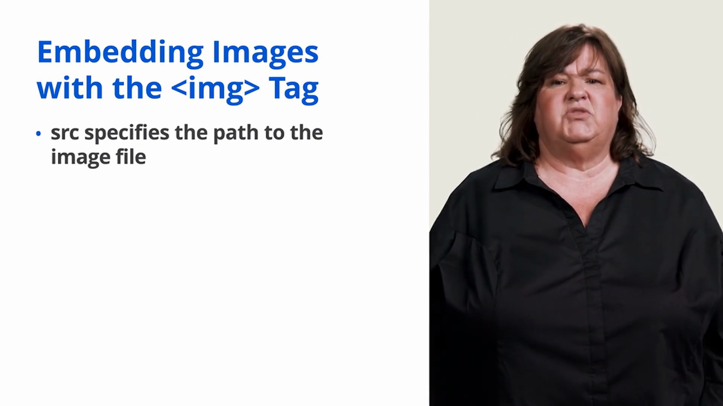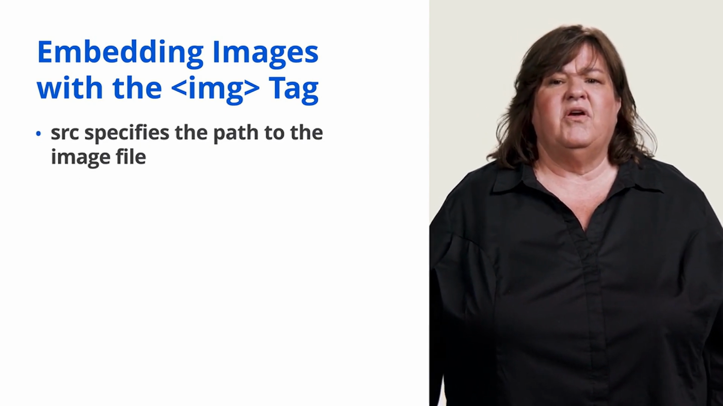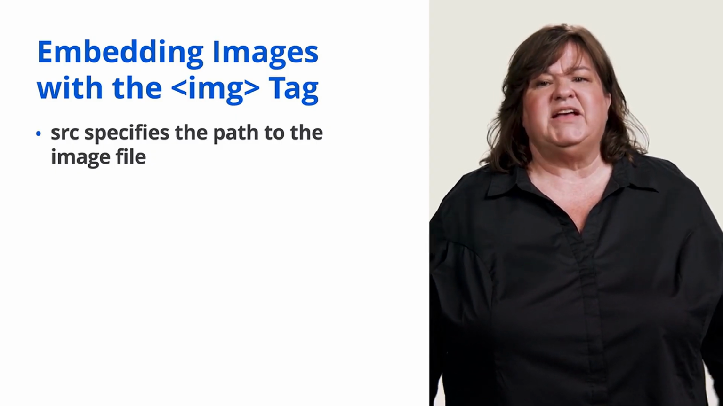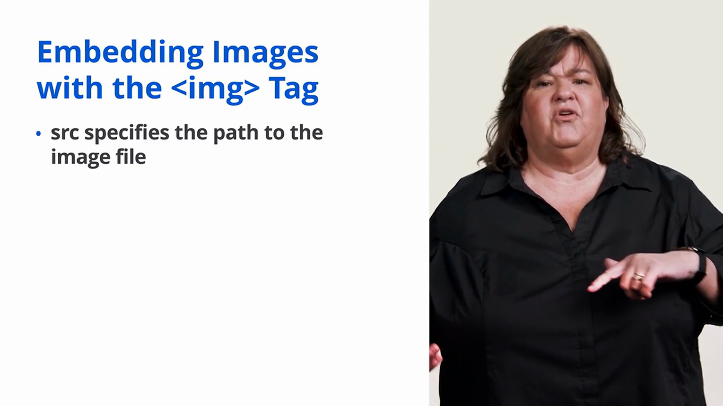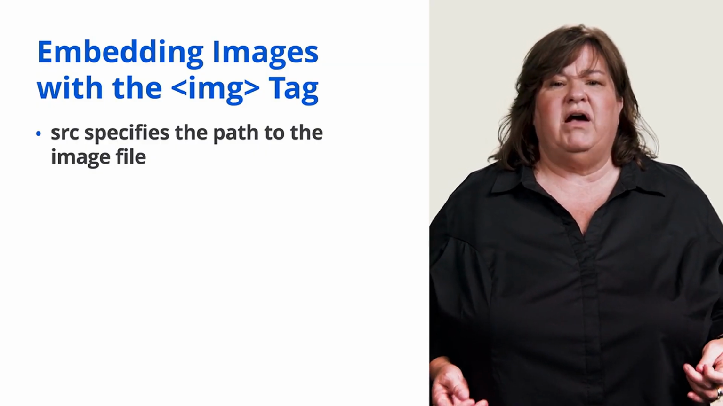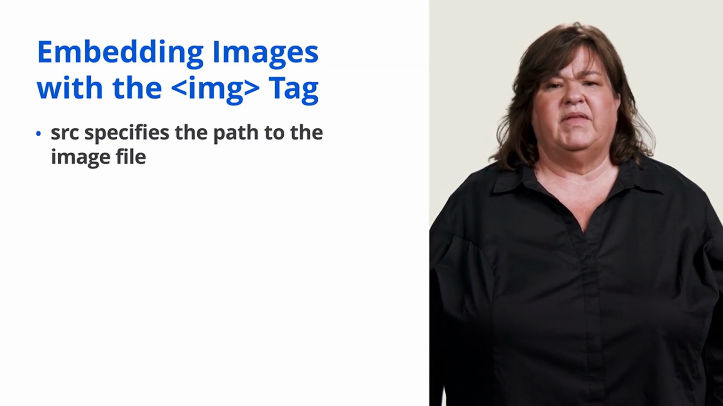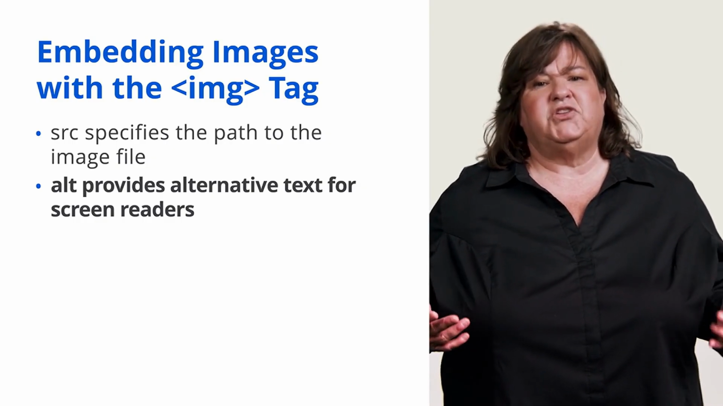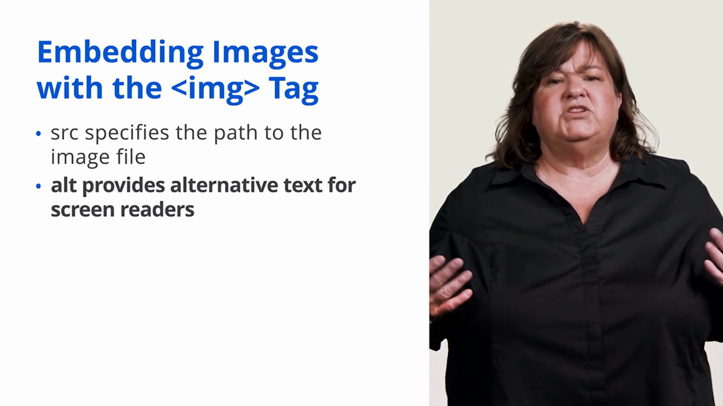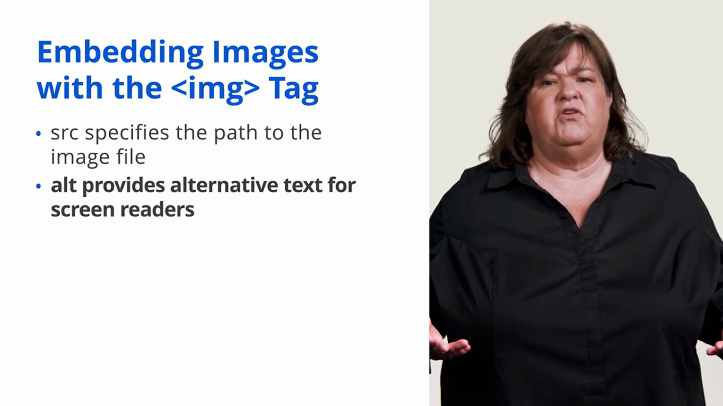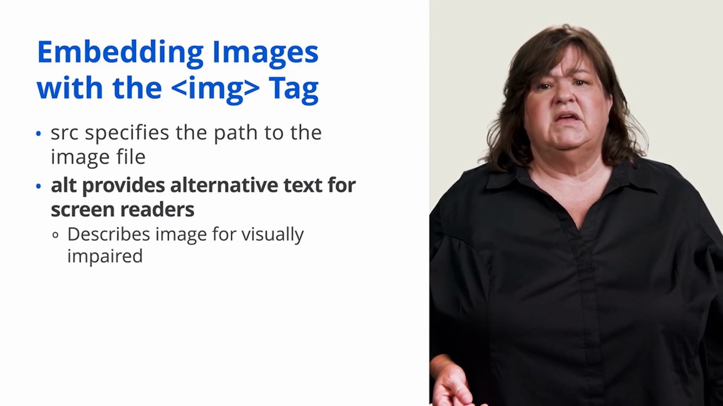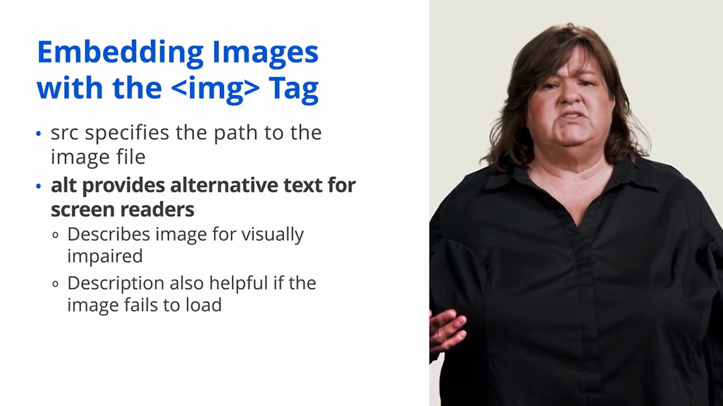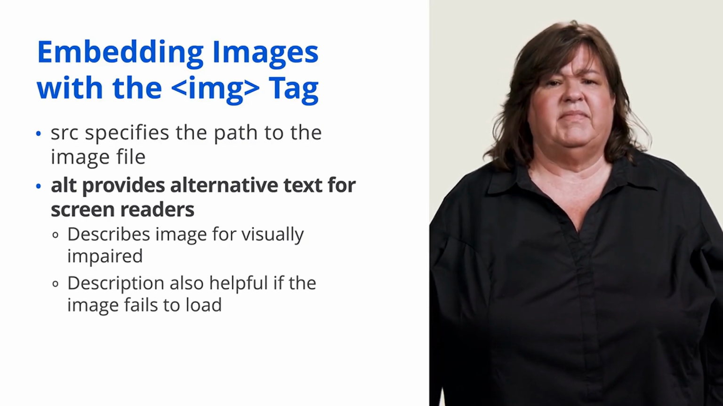The SRC attribute is where you tell the browser where to find your image. This can be a relative path to an image in your project folder or an absolute URL to an image hosted online. The ALT attribute is just as crucial. It provides alternative text for screen readers, ensuring that your content is accessible to users with visual impairments. It's also useful when the image fails to load, as the alt text will be displayed instead.